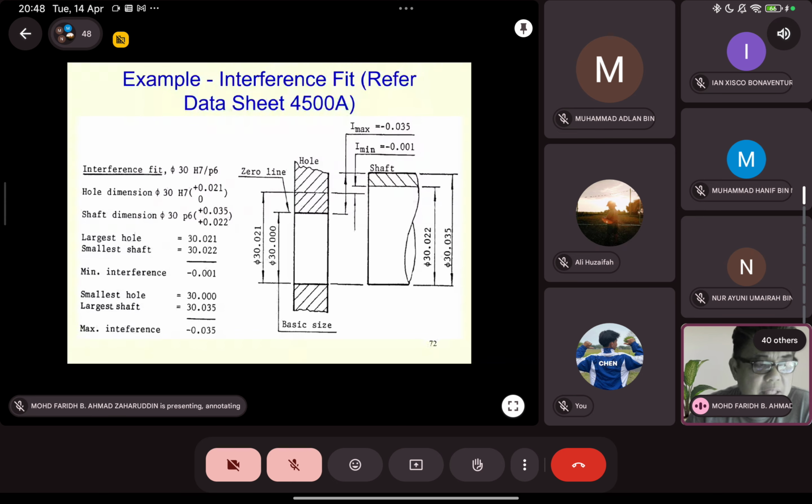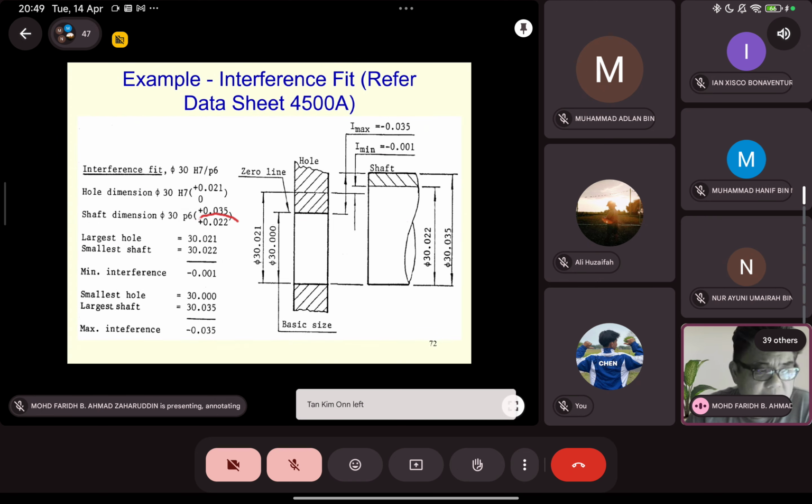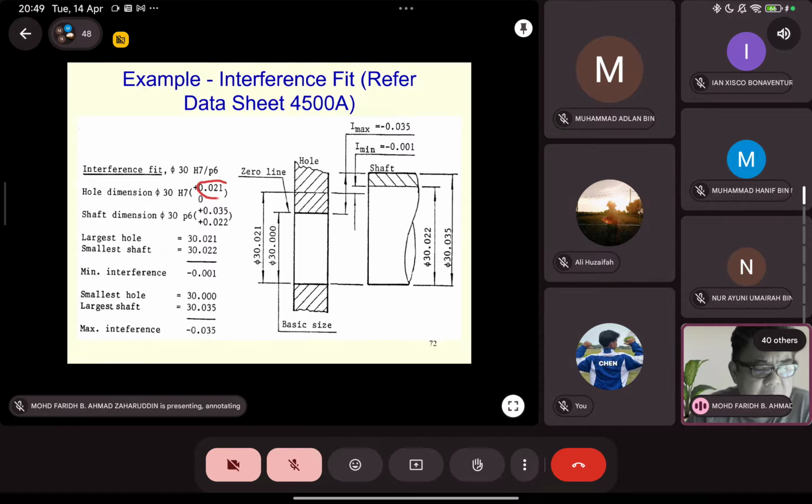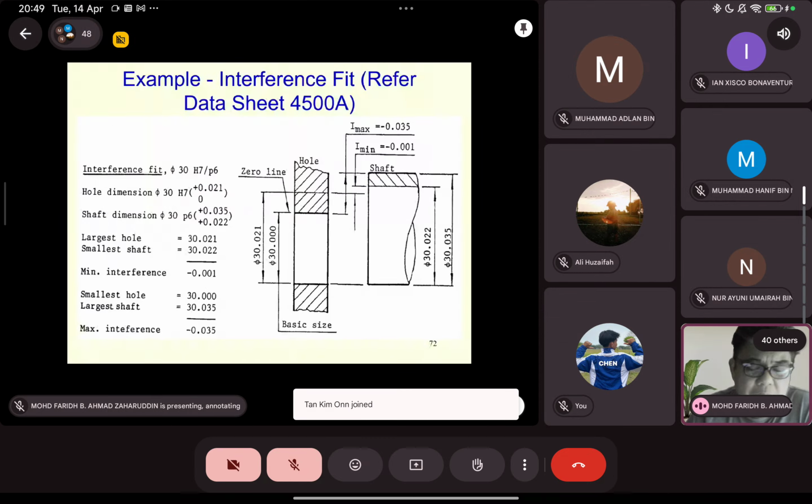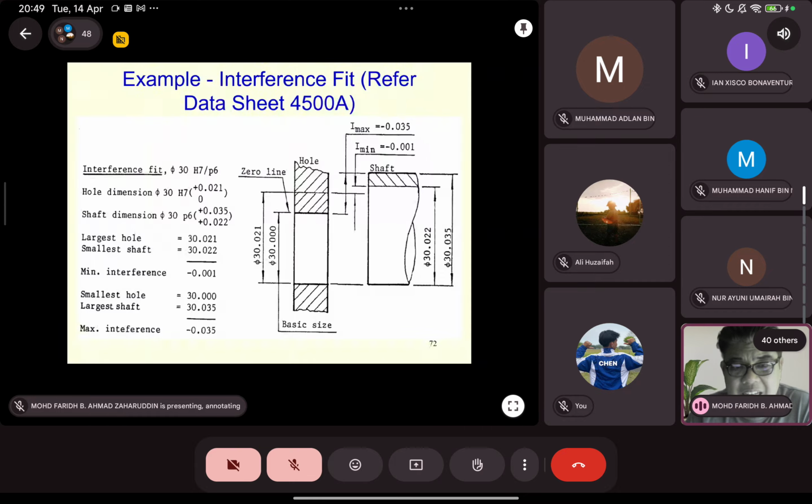Okay, now interference fit. Again, please look at these two, the size of hole and the size of shaft. What you can see is that the minimum size of shaft is bigger than the maximum size of hole. If you still remember, when we talk about shaft, the shaft will always be on the internal side. Now what we can see is that the minimum size of shaft is already bigger than the maximum size of hole. It's an interference. It's like this.